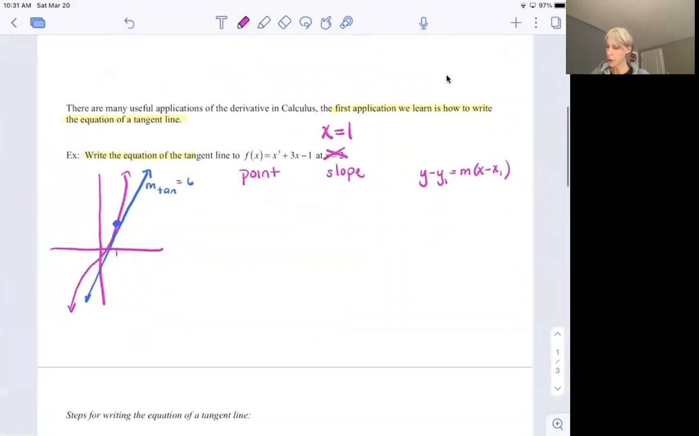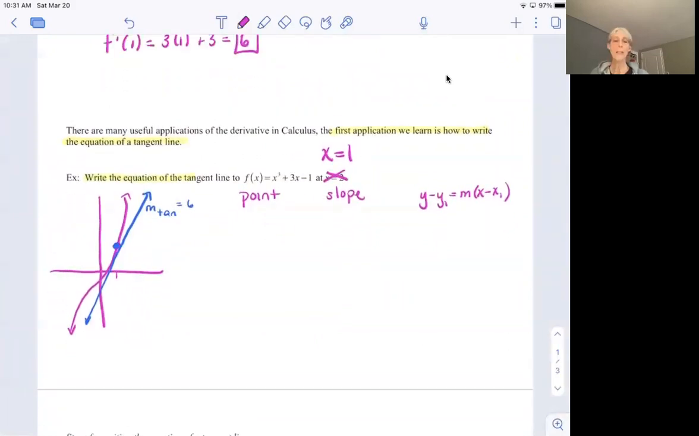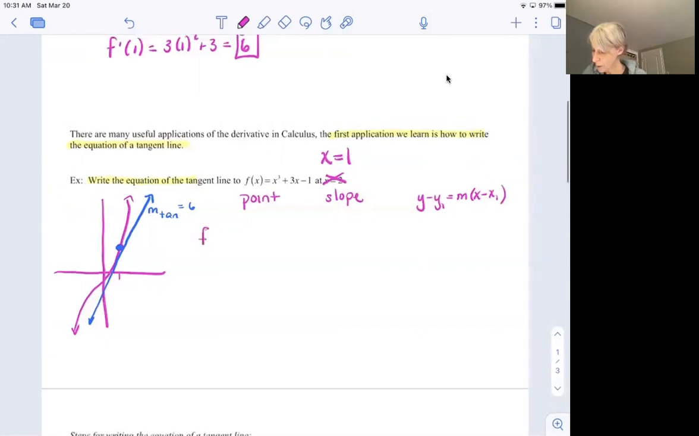So we need the point. How do I get the point on a curve? If I want a point on this actual curve, I'm going to plug into the original function. So when I plug in 1, I get 1 plus 3 is 4. 4 minus 1 is 3. My point is (1, 3).